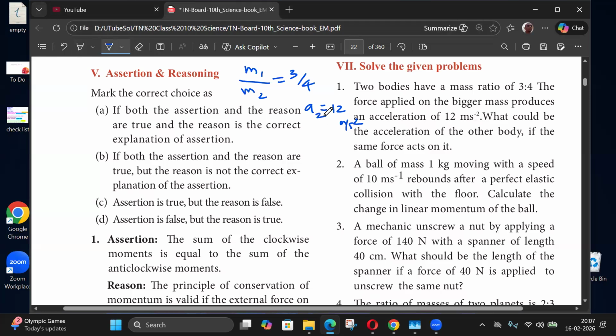So can you repeat it? The two bodies, mass ratio 3 by 4, right? So M1 by M2 is 3 by 4. So which mass is big then, M1 or M2? M2, sir. And then he's saying force applied on the bigger mass produces acceleration of 12, so A2 is 12. What is the acceleration of the body the same force is acting on? So now we have to find A1, if that same force is acting on this one.